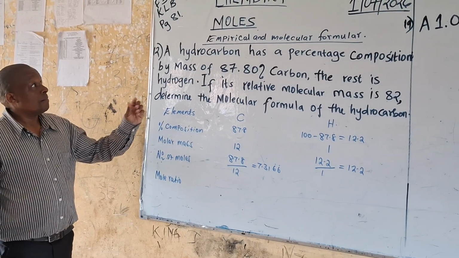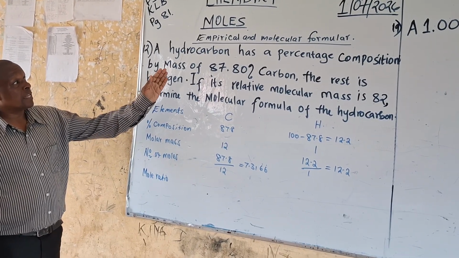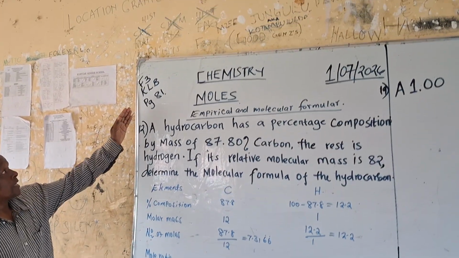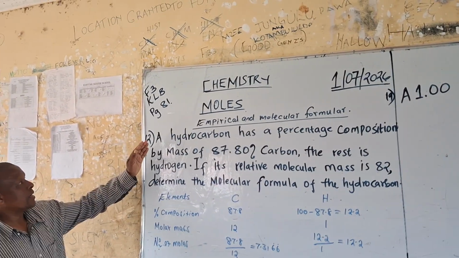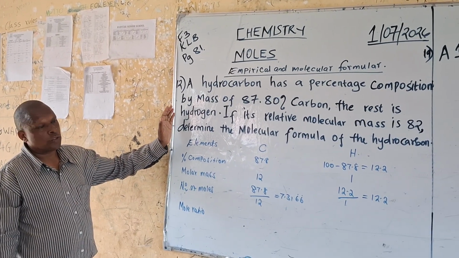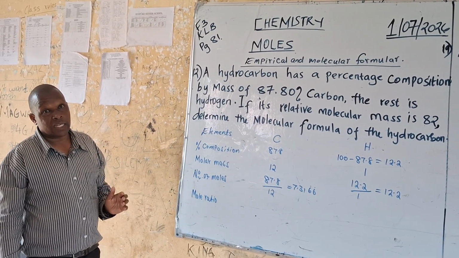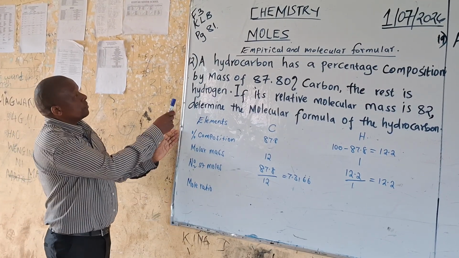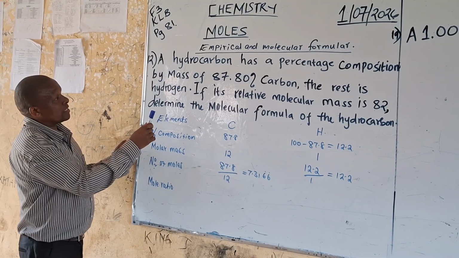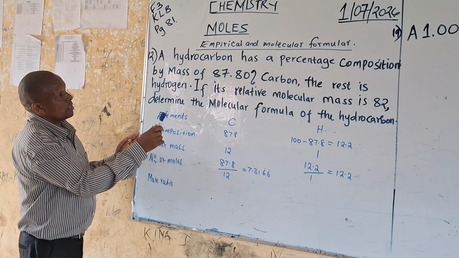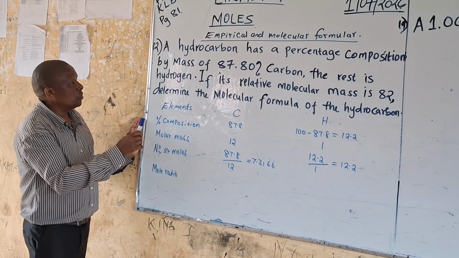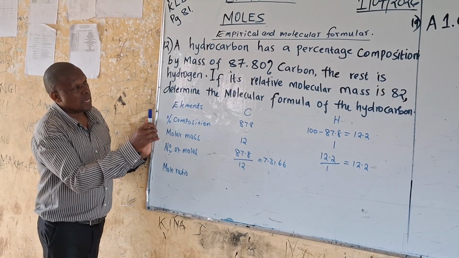I would like us to cover revision on the moles, specifically the topic empirical and molecular formula, from KLB book 3, page 81. We are doing question number 12. I've chosen this question specifically because it has a lot of challenges and most of the students usually get it wrong. The question reads: a hydrocarbon has a percentage composition by mass of 87.8 carbon, the rest is hydrogen. If the relative molecular mass is 82, determine the molecular formula of the hydrocarbon.